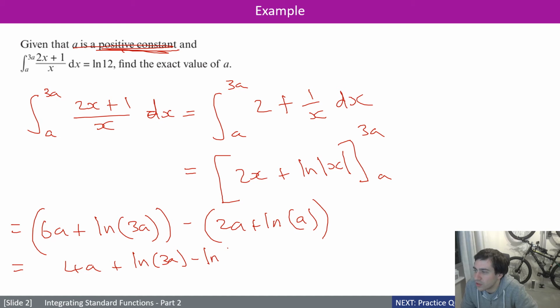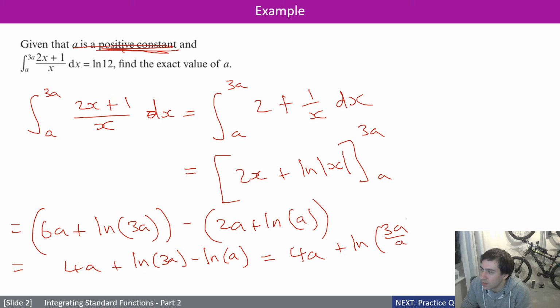And here's our first chance to use a log rule, perhaps. Let's just take a look here. I hesitated for a moment because I thought I was going in the wrong direction, but actually it seems fine. Let's just trust ourselves. So we've got 4a plus ln 3a minus ln a. That's going to be the same as ln of 3a divided by a, which is 4a plus ln of 3. So that's nice. This has become a constant.